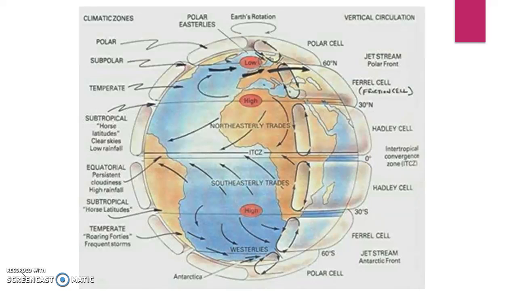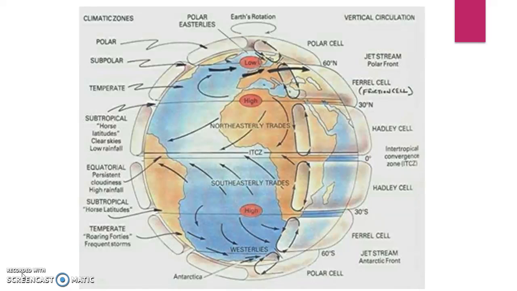Next, we are going to discuss the Hadley cell, and it is an atmospheric circulation that produces winds called tropical easterlies and the trade winds. The air is going to rise to the atmosphere at or close to the equator, and it will flow towards the poles above the Earth's surface, and will return to the Earth's surface in the subtropics and flow back towards the equator.